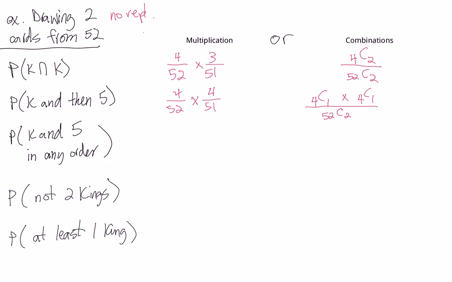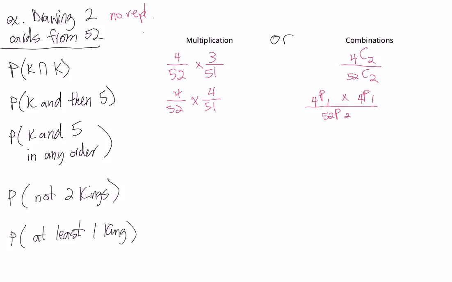Okay, so when we're doing this one, because we want a king and then a 5, order does matter. So what we should do is, instead of using the C, we actually needed to use a P. And that's what using this new method tends to cause: things to be a little bit easier in some cases, because it takes care of whether there's order or not just by using the P and C. So for this one we should have used P's. We want a king and then a 5.